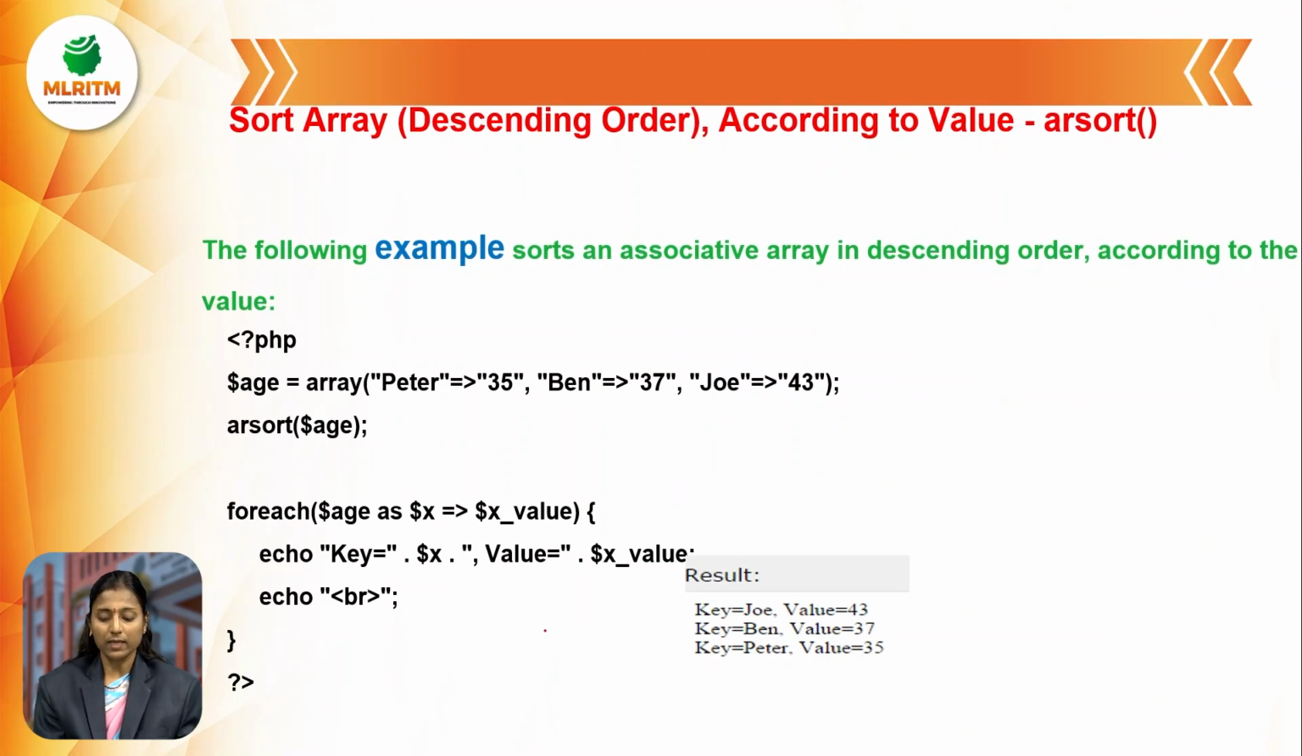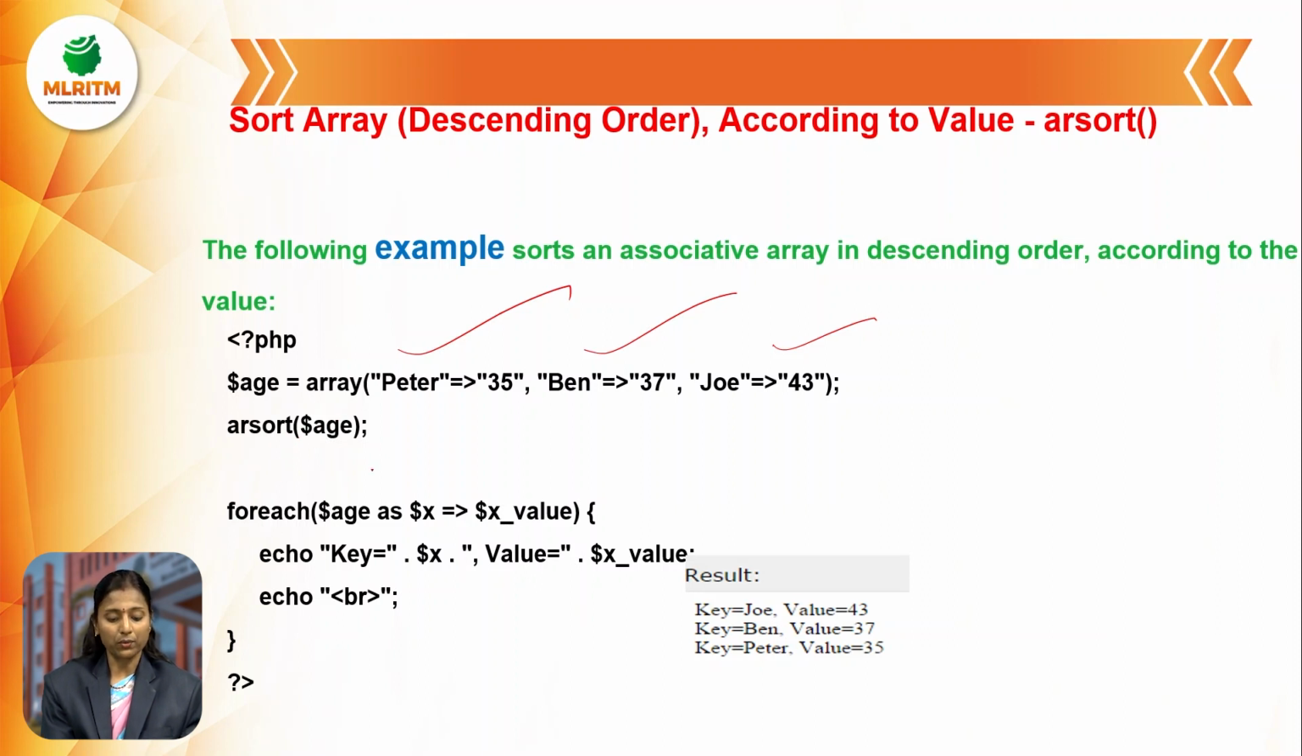Okay, the next is the descending order. This descending order is also according to the value. Here, Joe, the next is Ben, the next is Peter. The age array will be taken. arsort is called the descending order of a sorting array.